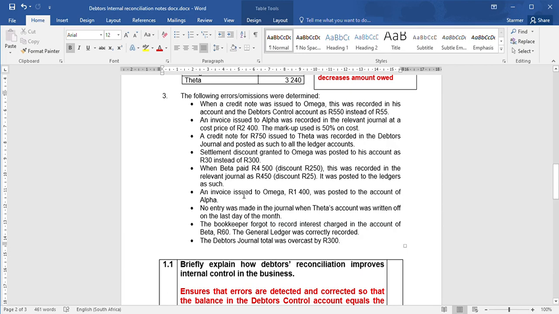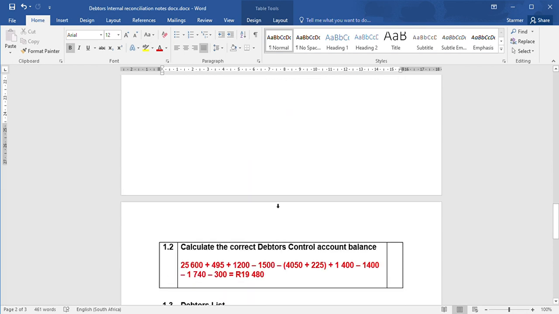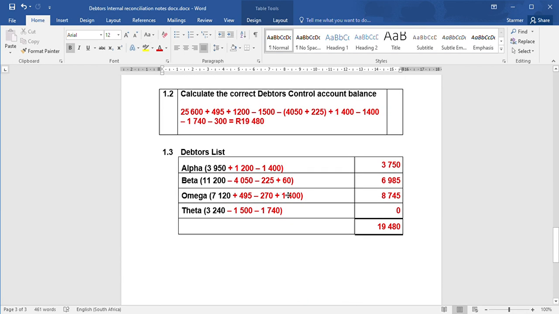An invoice issued to Omega was posted to the account of Alpha. So if you read this through here, Omega is the person that owes us the money, so we're going to need to add to Omega and take away from the person that we charged by mistake.